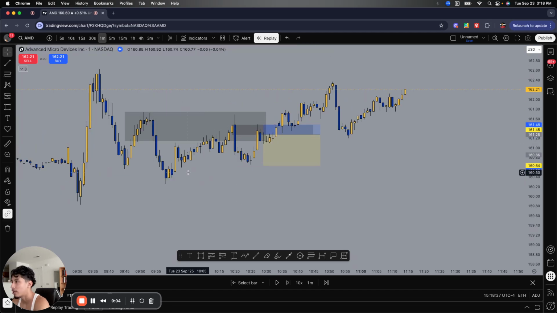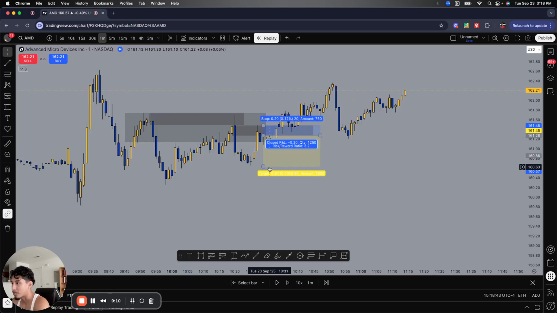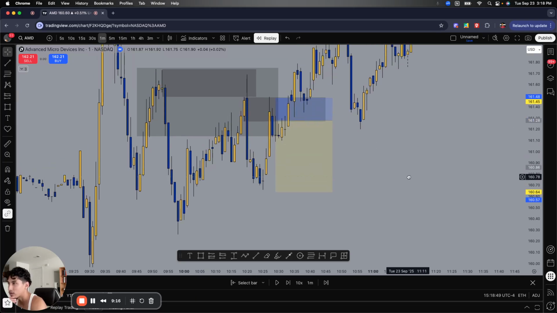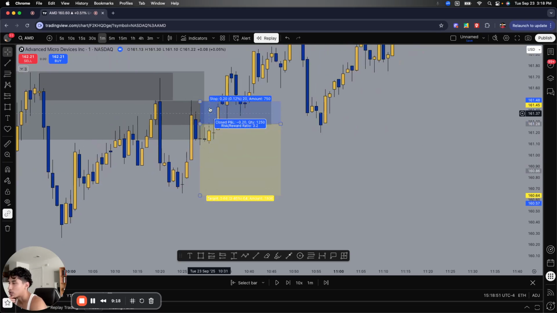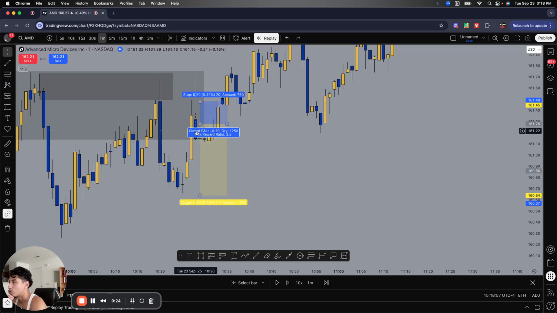So it tapped in right here, and crazy enough, it tapped into this supply zone right here. So this would have been a good entry. But then I saw this and I was like, let's see if that does reject. But as you can see, how the candlesticks closed, they were not good. So at this point, I was just like, let's just leave this here, see if it plays out. But yeah, that was AMD for today, which was pretty good.